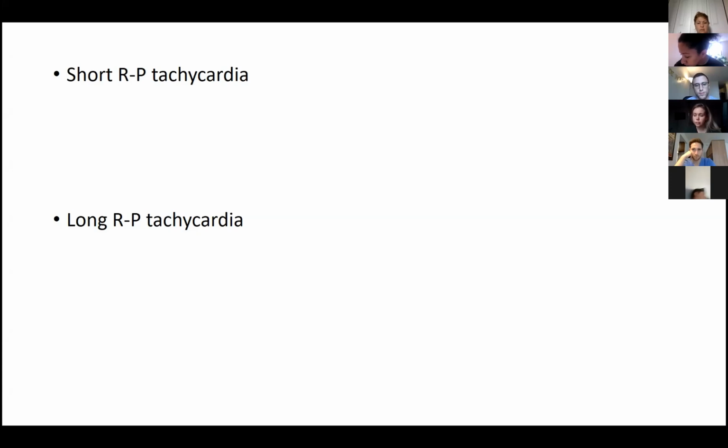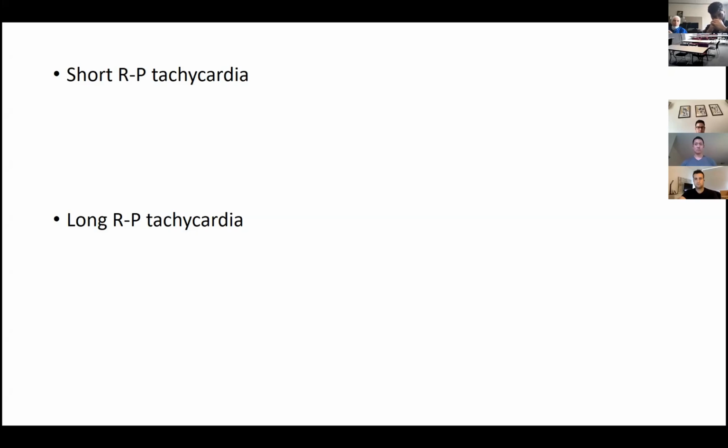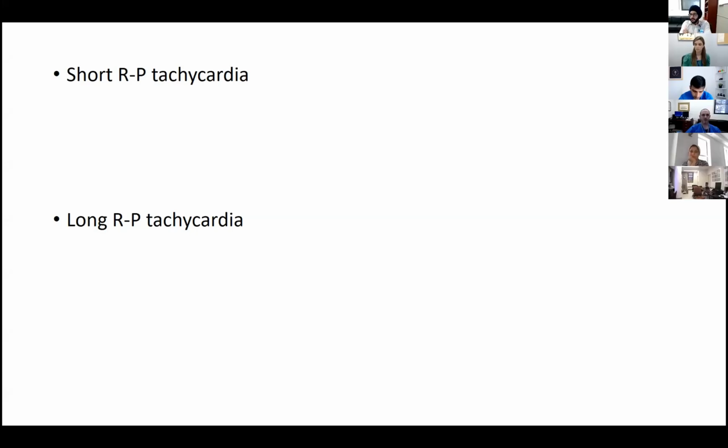But one really helpful thing is to divide these arrhythmias into short RP tachycardia and long RP tachycardia. That's simply by measuring the distance from the QRS to the P wave. If a P wave extends more than halfway into the interval between two R waves, that's your long RP. And if it's obviously shorter than half, it's going to go into this bucket of short RP tachycardias. So this is one way of looking at it.